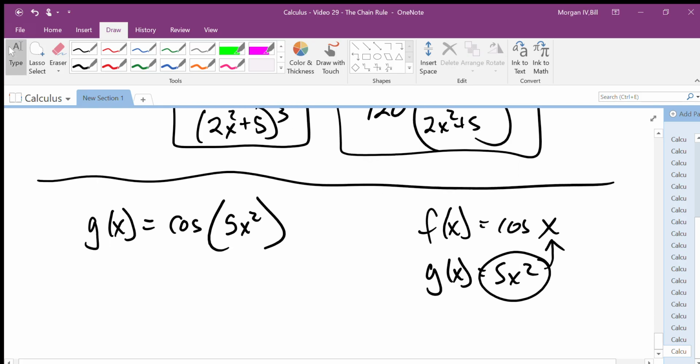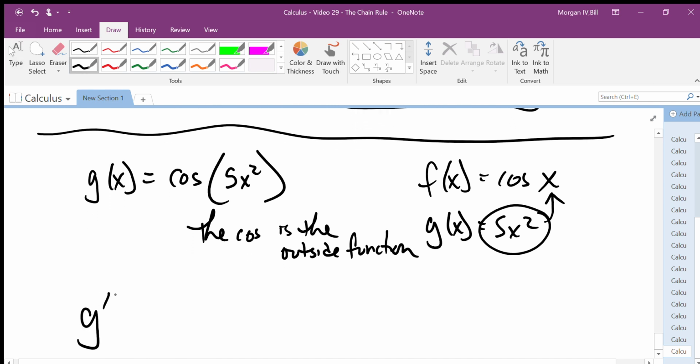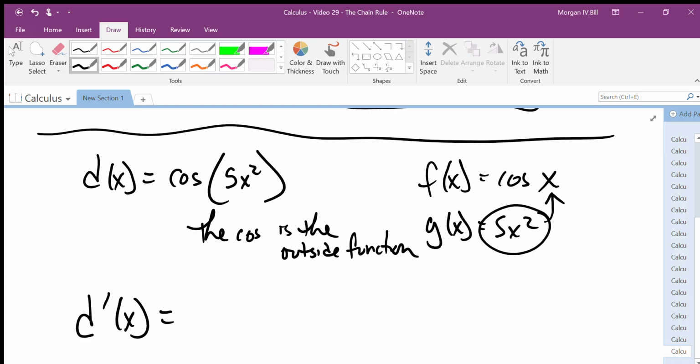So the cosine is the outside function. So g prime of x here is the derivative. Again, I have multiple g's. I don't like that. Let's call it d and d prime. My apologies. D prime of x. I'm taking the derivative of the outside function. What's the derivative of cosine? The derivative of cosine is negative sine.